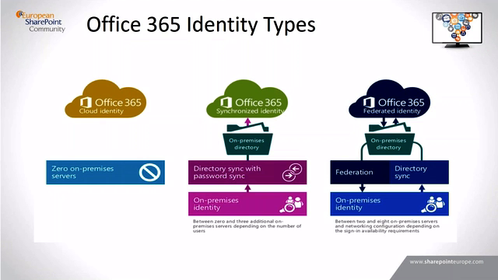Number 1 is cloud-based identities. Number 2 is synchronized identities, which means we deploy the directory synchronization tool that synchronizes our on-premises infrastructure with 365. And the third one is federated identities, which are also known as single sign-on identities.